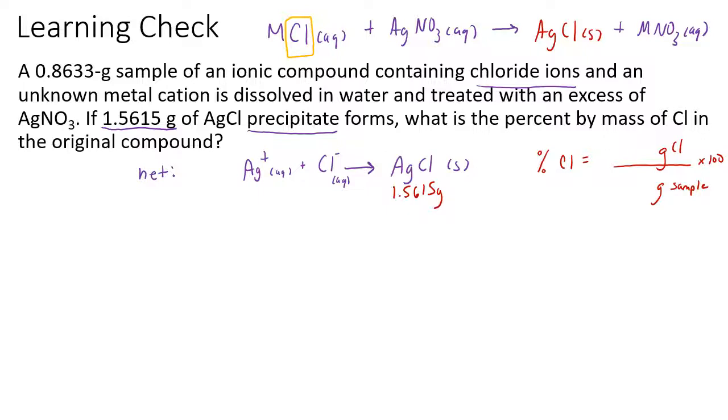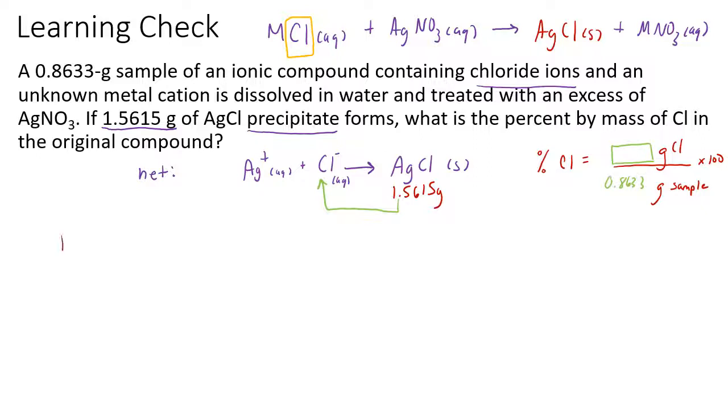We were told the initial mass of the sample was 0.8633 grams. So what we really need to find in this problem, in order to answer it, is how many grams of chloride ended up in our silver chloride. And we can use stoichiometry to solve for this. If we know the mass of our silver chloride precipitate, we can use our balanced net ionic equation to solve for how many chloride ions were in there.